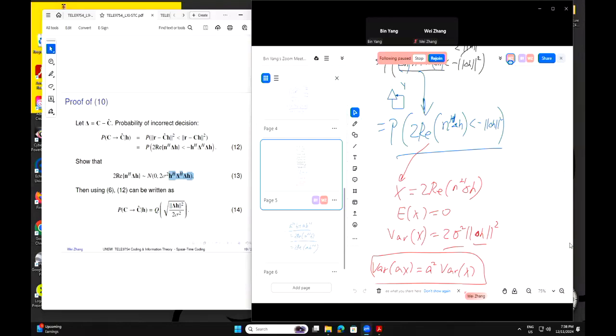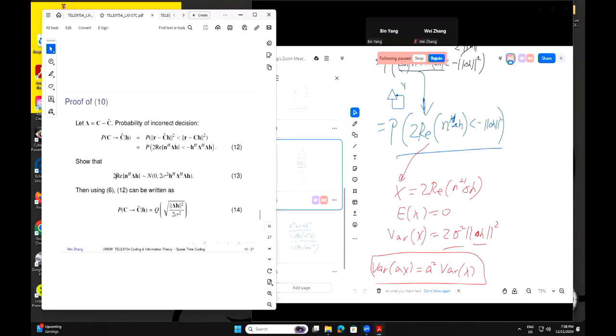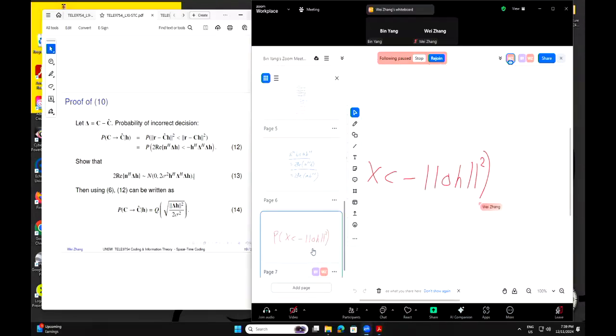And then you say this is like the complex Gaussian. Now I replace this one by the X. So I want to calculate the probability that X is smaller than minus delta H squared. All right, so that's what I'm trying to do. Then I want to add a new page to rewrite this last step, the probability X smaller than minus delta H squared. I want to calculate this probability.